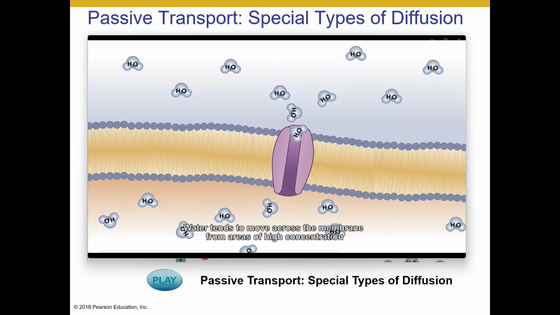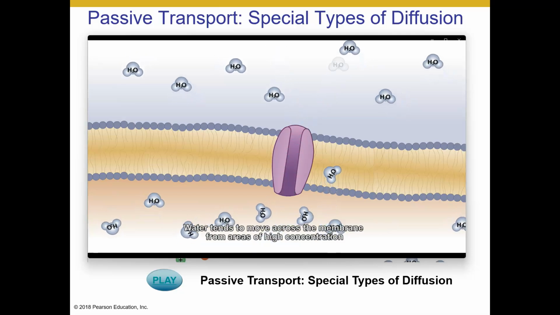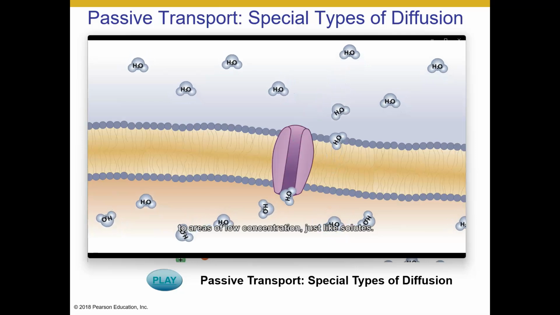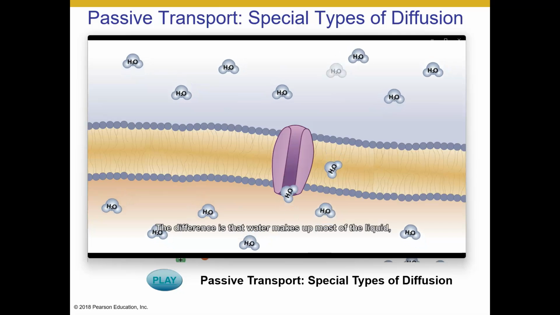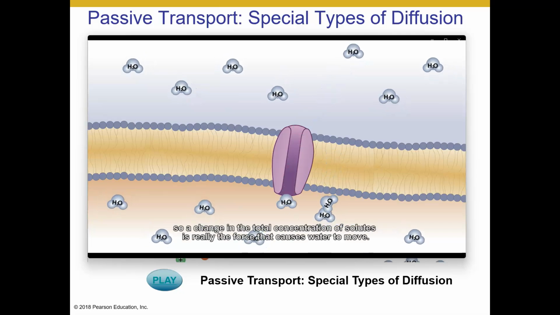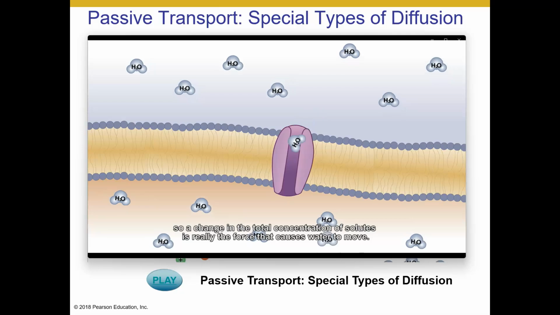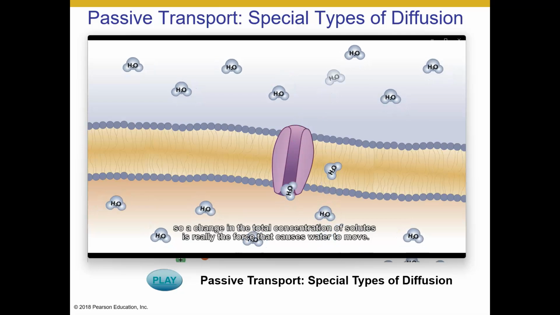Water tends to move across the membrane from areas of high concentration to areas of low concentration, just like solutes. The difference is that water makes up most of the liquid, so a change in the total concentration of solutes is really the force that causes water to move.